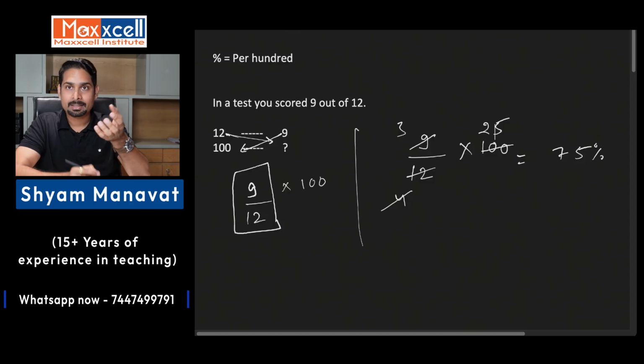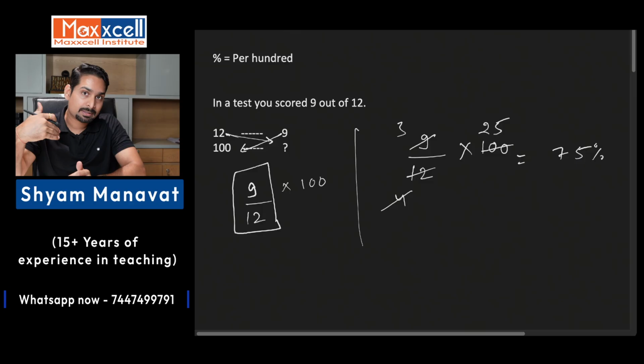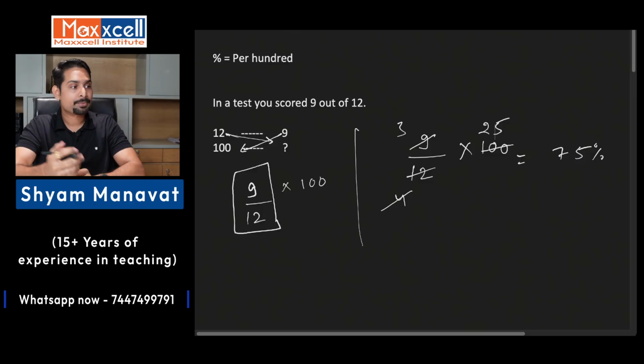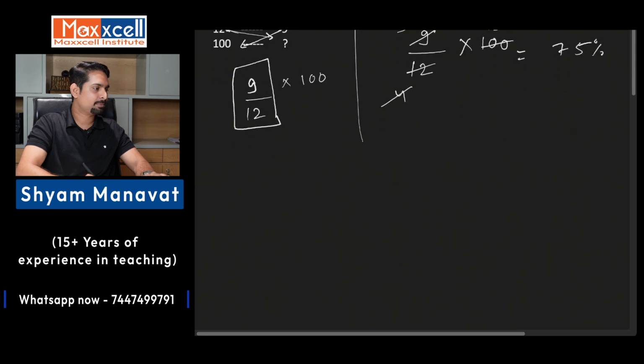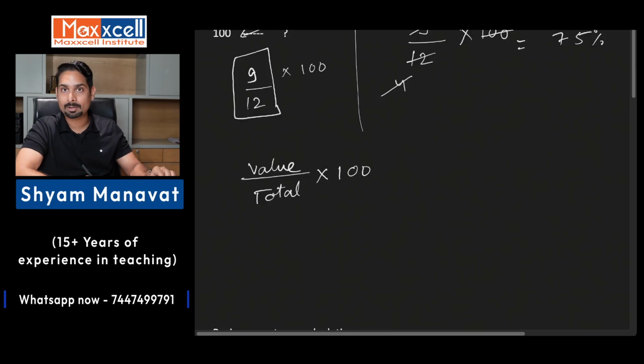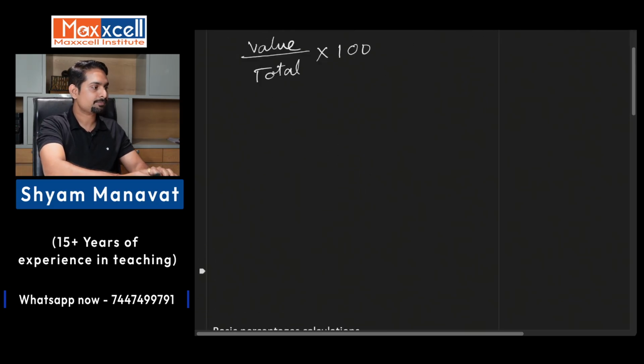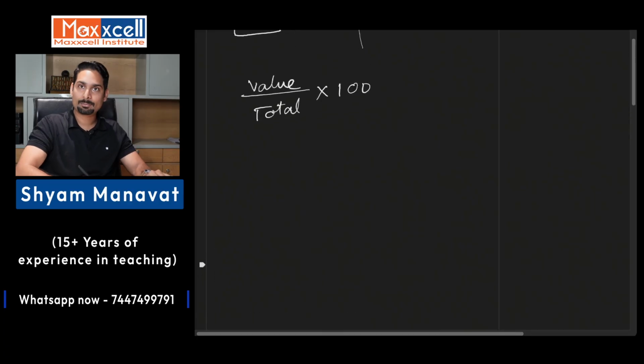If you have a value and you have a total of that, and if you want to convert that into percentage, if you want to find out the percentage of that value, you use a simple method: value divided by total into 100. To convert into percentage, you multiply by what? 100. That's right. You multiply by 100.